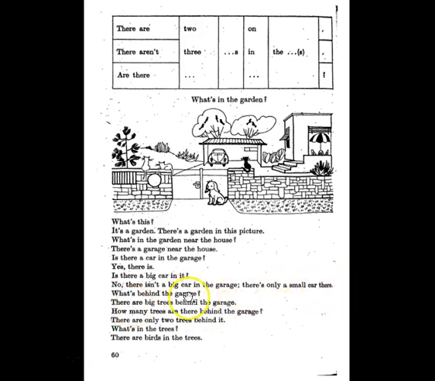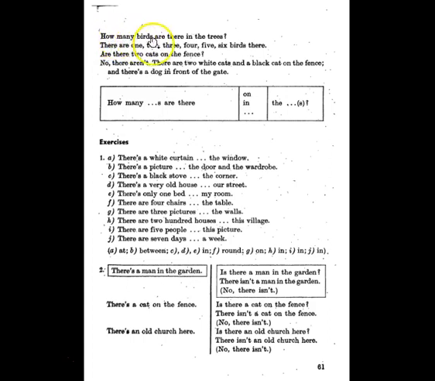What's behind the garage? There are big trees behind the garage. How many trees are there behind the garage? There are only 2 trees behind it. What's in the trees? There are birds in the trees. How many birds are there in the trees? There are 1, 2, 3, 4, 5, 6 birds there.